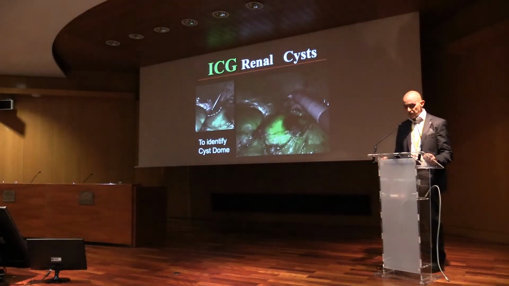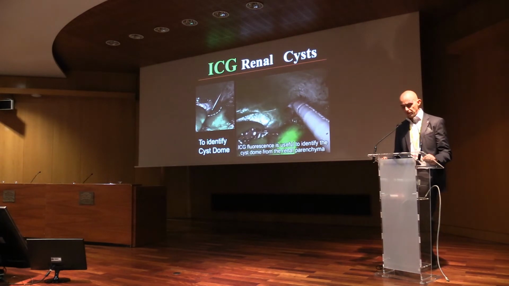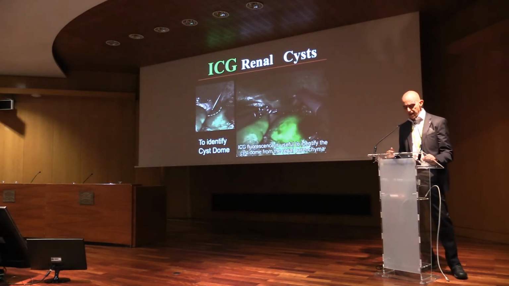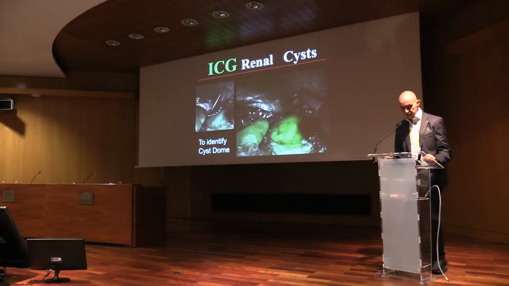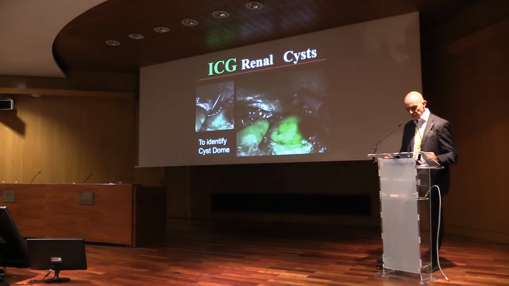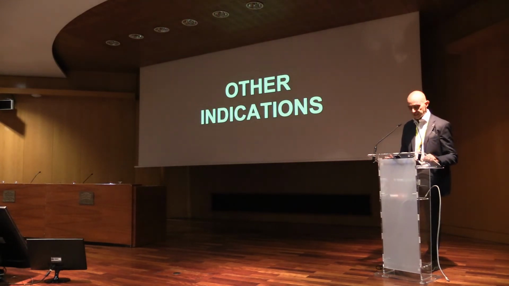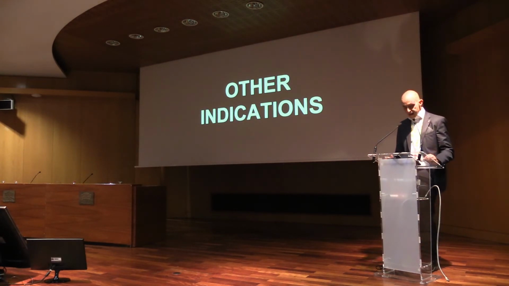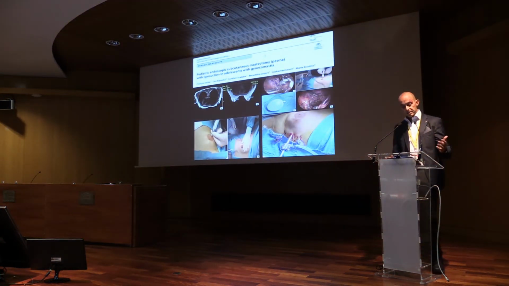Next, we inject, this is in robotics, and if you inject, the dome of a cyst remains without color. For this reason you can easily identify it. As you can see, you can section it and then you can put fatty tissue inside to avoid recurrence using robotic technology.